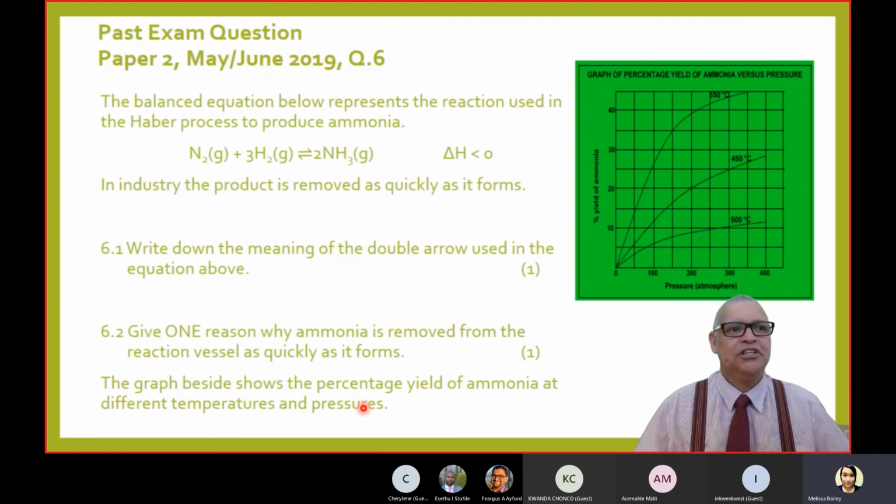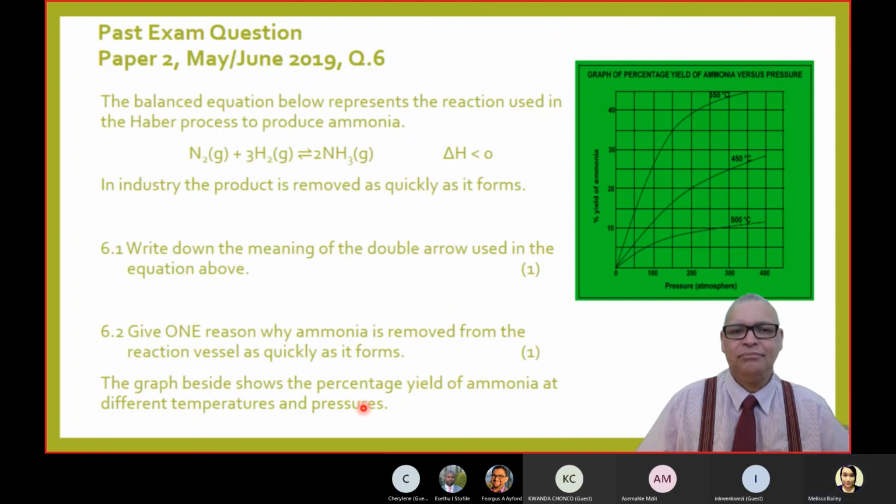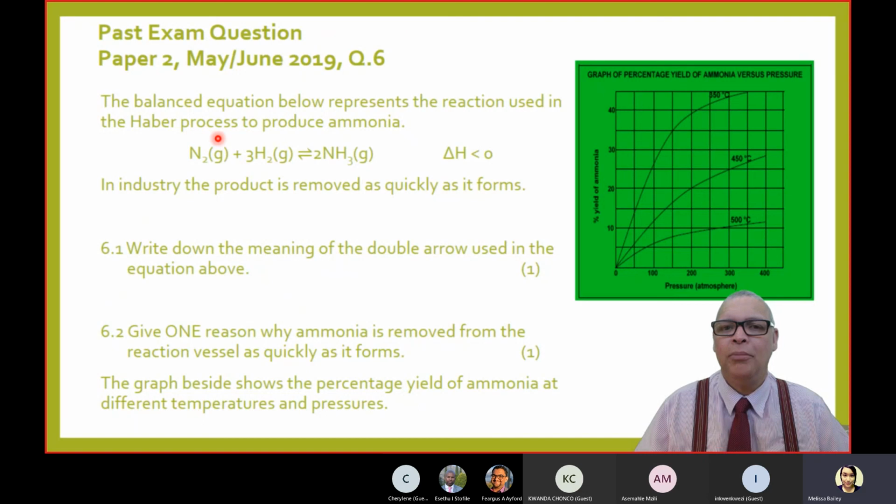Now we're going to go across to the May-June 2019 paper. We're going to have a look at question number 6. That question read this way. The balanced equation below represents the reaction used in the Haber process to produce ammonia.